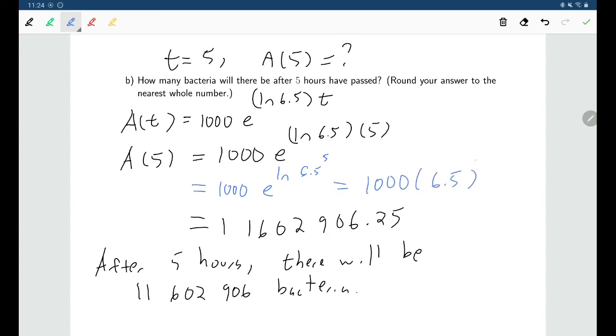So if you want to, you can check that whether we calculate it as 1000 e to the power of natural log of 6.5 plus 5, or whether we calculate it as 1000 times 6.5 to the power of 5, both of those are equivalent to our final answer of 11,602,906. So, I just wanted to mention that as one way we could use our properties of logs to help simplify our calculation side of things.